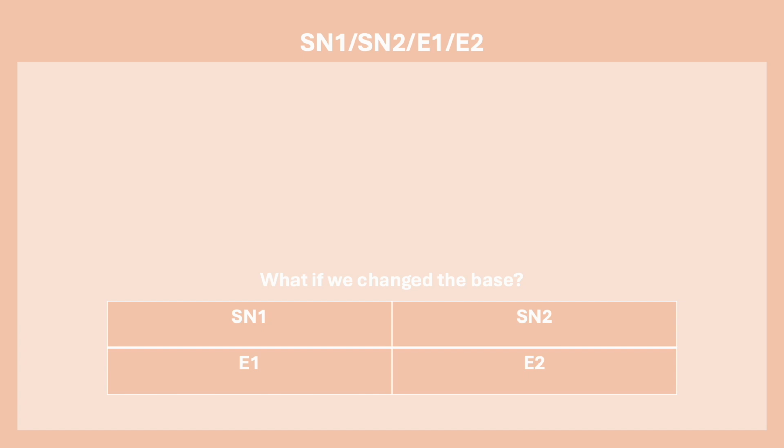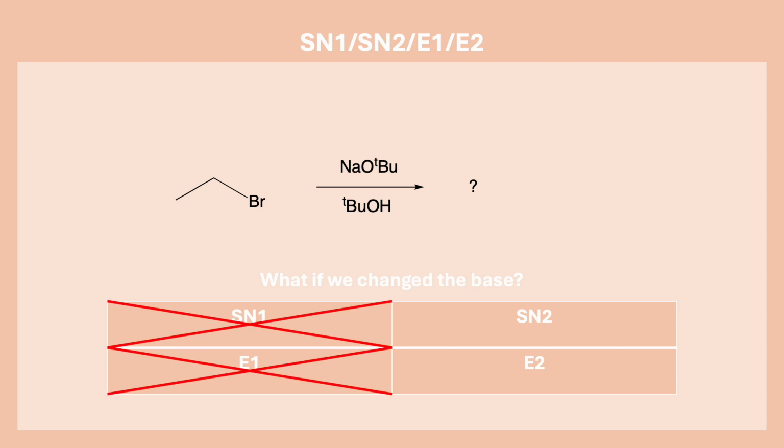This reaction has almost the same conditions as the previous one, except the base and the solvent have been changed. You still have the alkyl bromide, however, now you have sodium terbutoxide and butanol. The SN1 and E1 mechanisms are not going to occur in this reaction for the same reason. The formation of the primary carbocation is unstable.